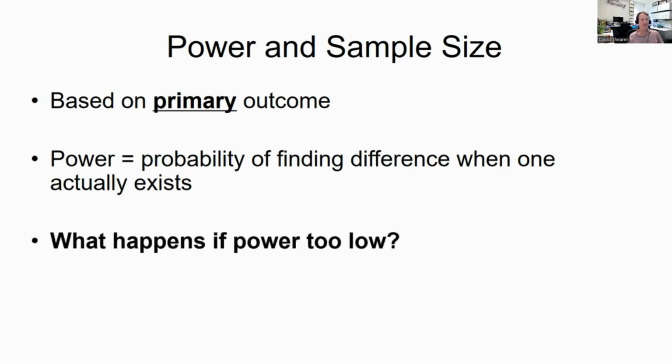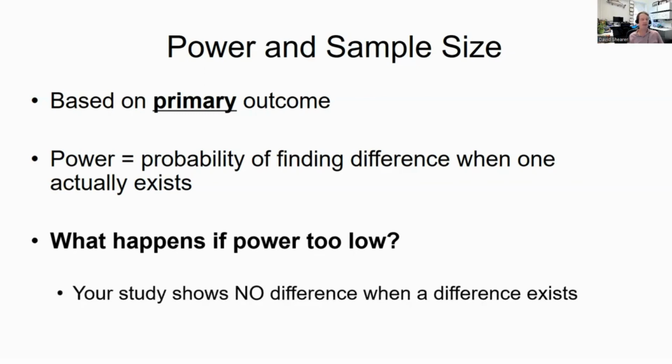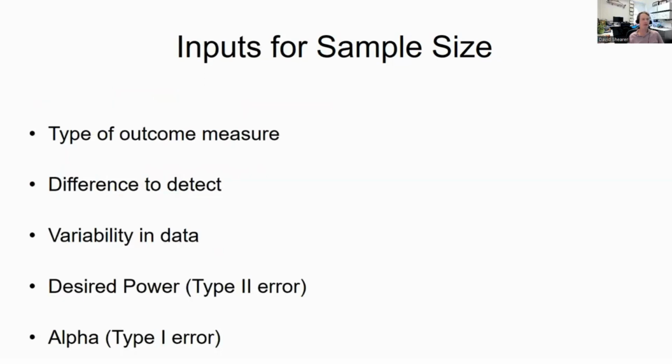Perhaps a better way of stating it is, what happens if you don't have enough power? Basically, if your study is underpowered, meaning the sample size is too small, your study will show no difference even when there's a difference between the two treatments that you're interested in. So it's a source of negative studies, and it's not ideal to conduct a study that's too small and conclude there's no difference when in fact there is one. We can try to predict that by doing sample size calculations, anticipating how many patients we would need to see a meaningful difference. So how do we do that?